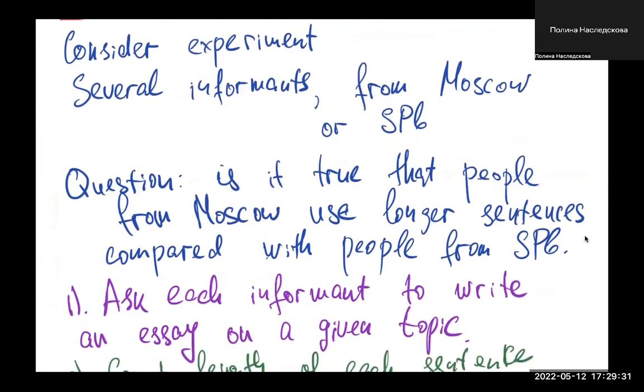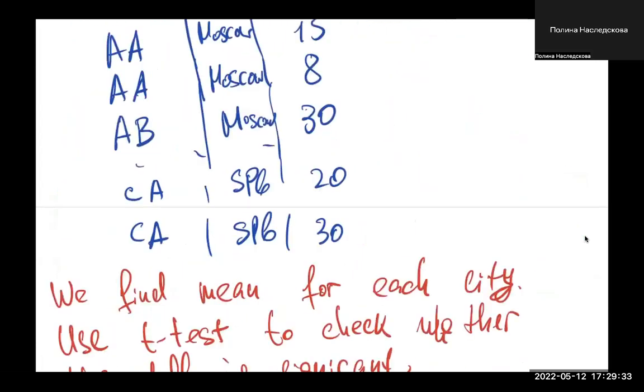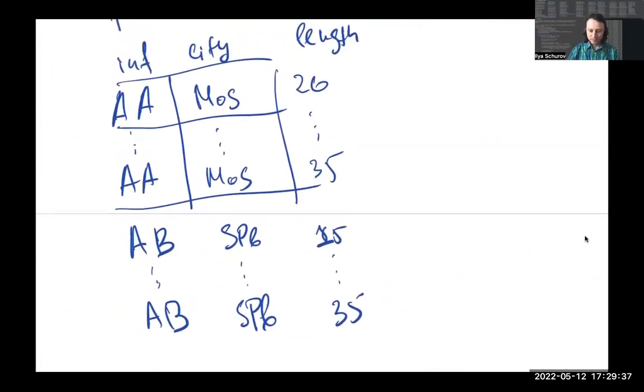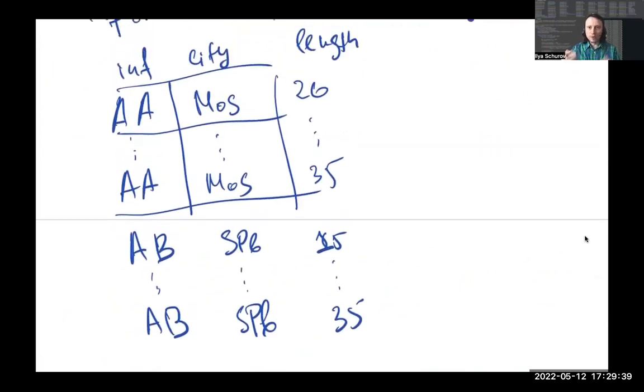Because we have two samples that correspond to different people. And we don't know anything about cities. Yeah, exactly. We compared two informants. We did not compare two cities. It is possible that if we select informants in another way, then we will get a different result.